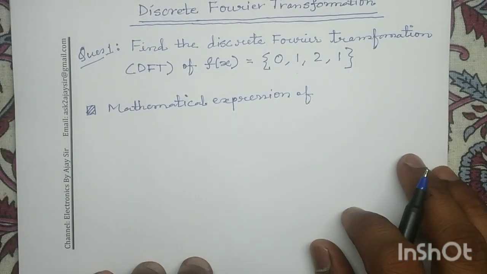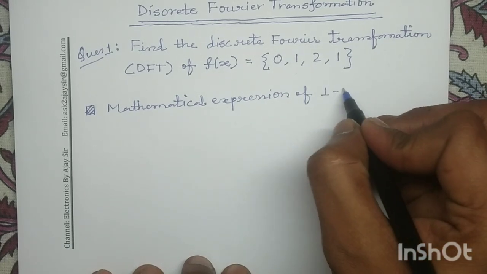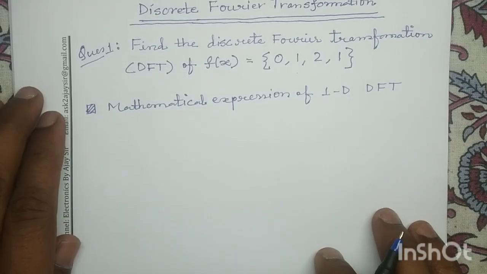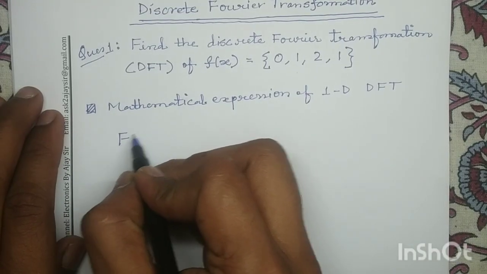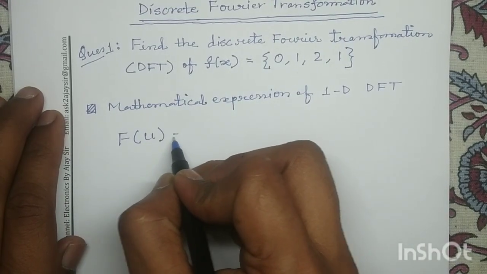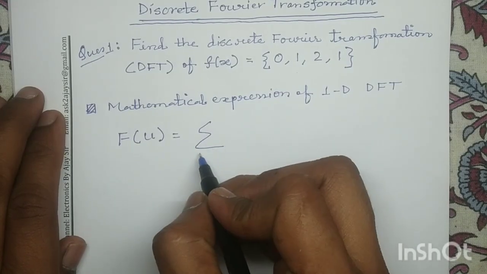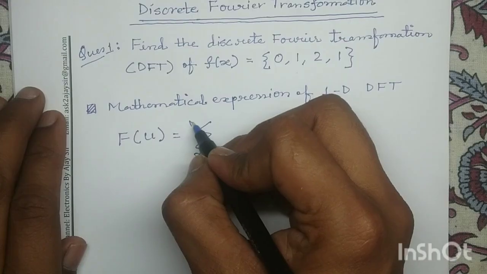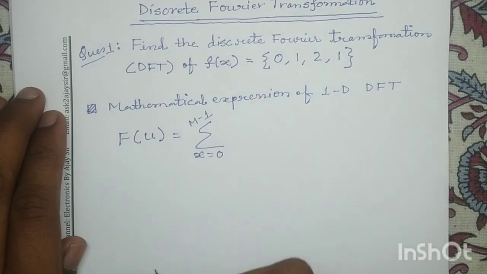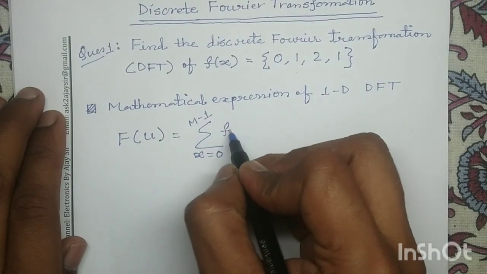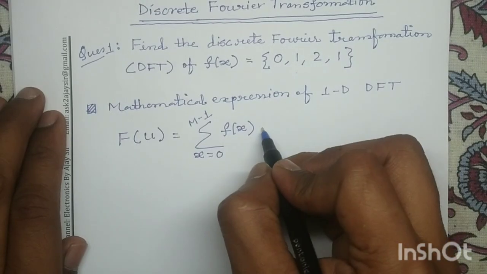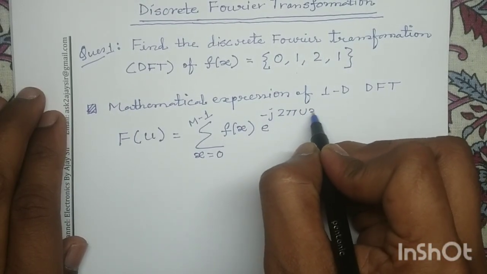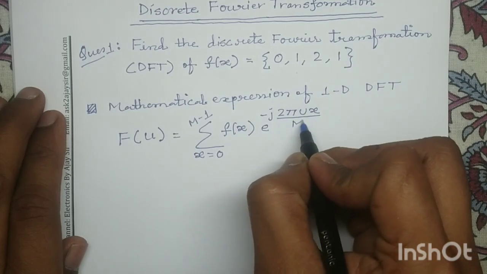So the mathematical expression of one-dimensional discrete Fourier transformation is given as f of u equals summation x equals 0 to m minus 1 f of x e to the power minus j 2 pi ux by m.